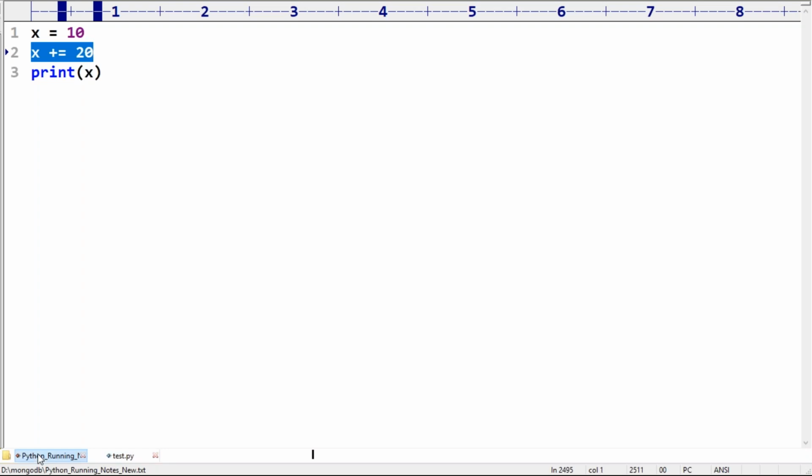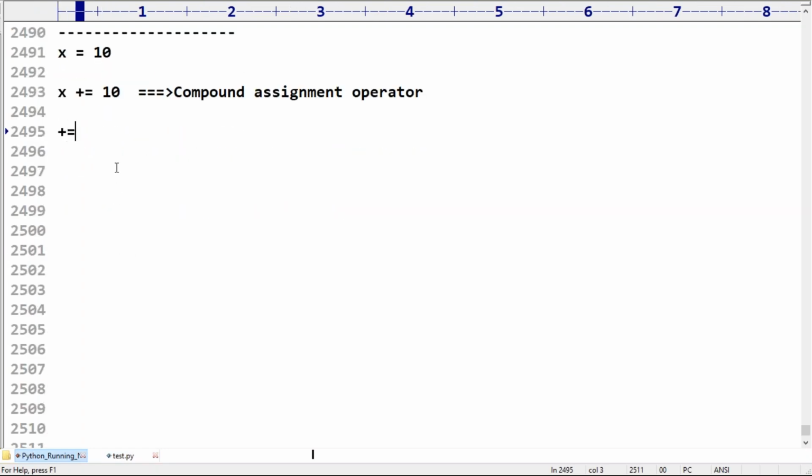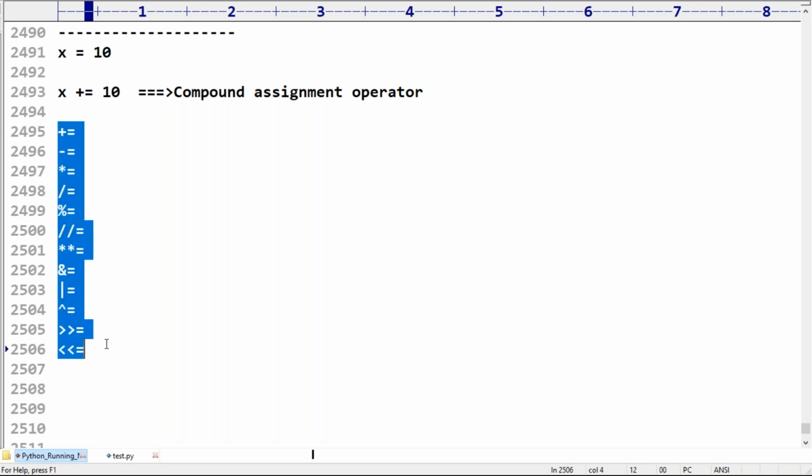Okay, similarly, you can use plus equal, minus equal, multiplication equal, division equal, percentage equal. Here, like this, floor division equal and power equal we can use. Next, and equal, or equal, bitwise and, bitwise or, bitwise xor also you can use. Left shift equal, right shift equal, happily we can use. All these things are perfectly acceptable, there is no doubt at all.